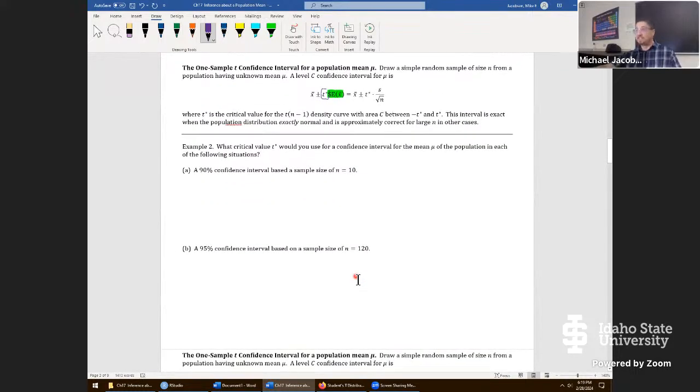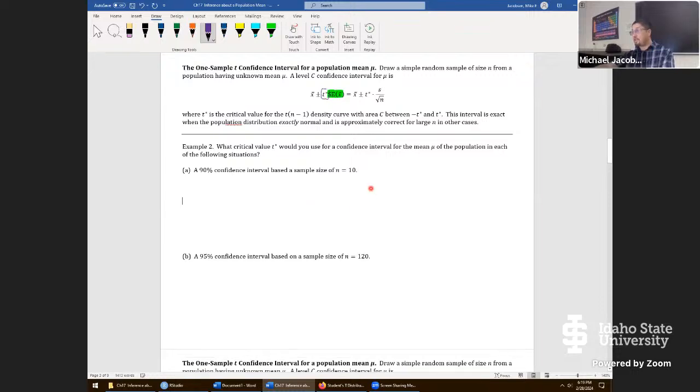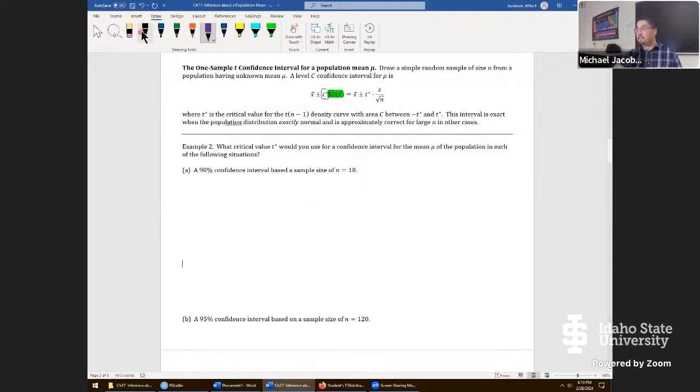So we'll come back to those robustness conditions, but for the moment, let's focus on dealing with T star right here. It says, what critical value T star would you use for a confidence interval for the mean mu of the population in each of the following situations? Suppose we have a 90% confidence interval on this one to start, which is a sample size of 10. What I would probably do right away is just do a really fast sketch. You wouldn't have to do this every time. This is more for the notes to show why the syntax ought to look the way it does, kind of a reminder of how it went in chapter 14.